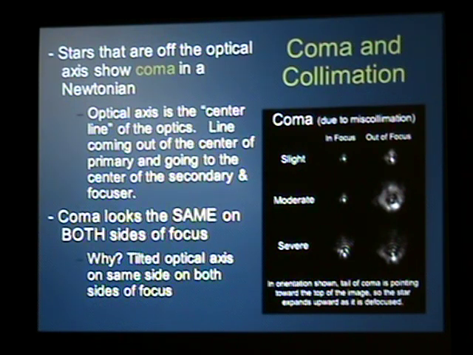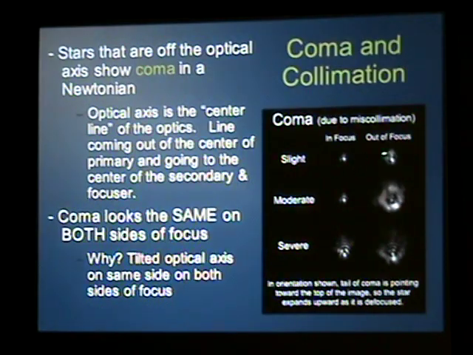I'm going to talk about that a little bit for those of you who don't know how to do that. So coma is a distortion that is seen away from the optical axis, which is that center line that should go through the center of your eyepiece. It's seen away from the optical axis, off to the sides of the field, and it's produced by the primary mirror and occasionally by eyepieces. And it takes this form.